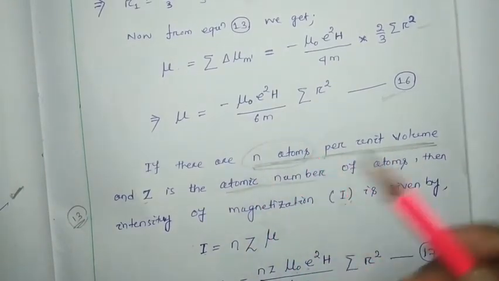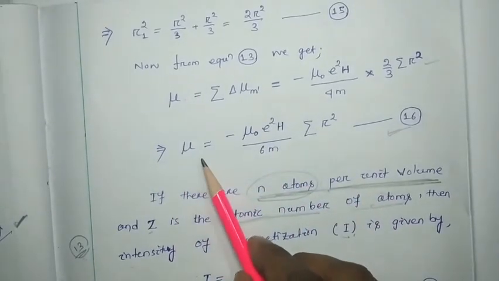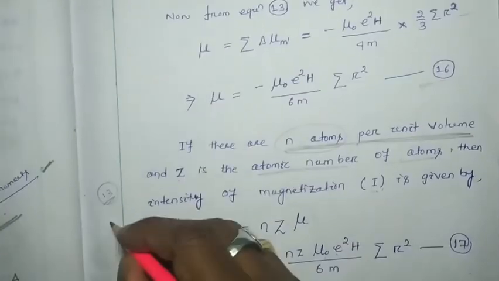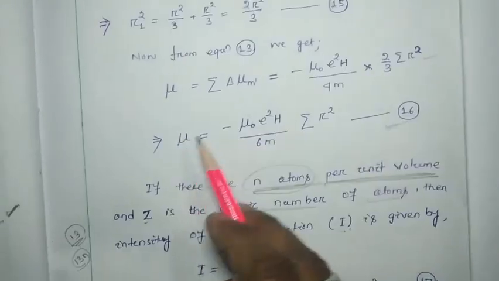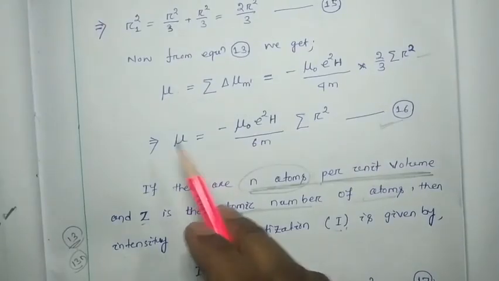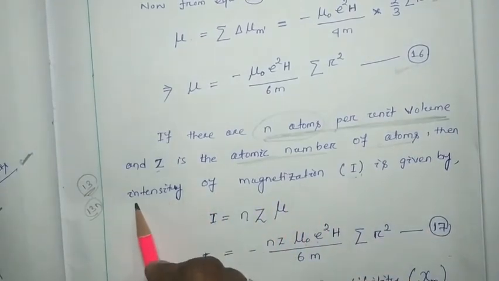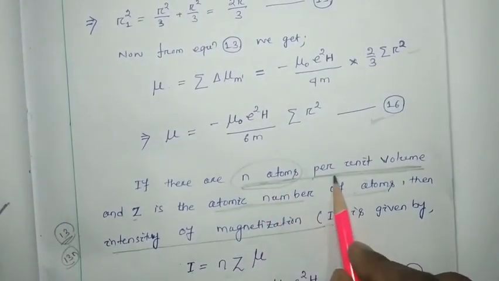So each electron present inside the atom has a dipole moment, this one. For n electrons, the n into this one will be the net magnetic moment, or the so-called intensity of magnetization. Why is it called the intensity of magnetization? Because we are considering the number of atoms per unit volume.